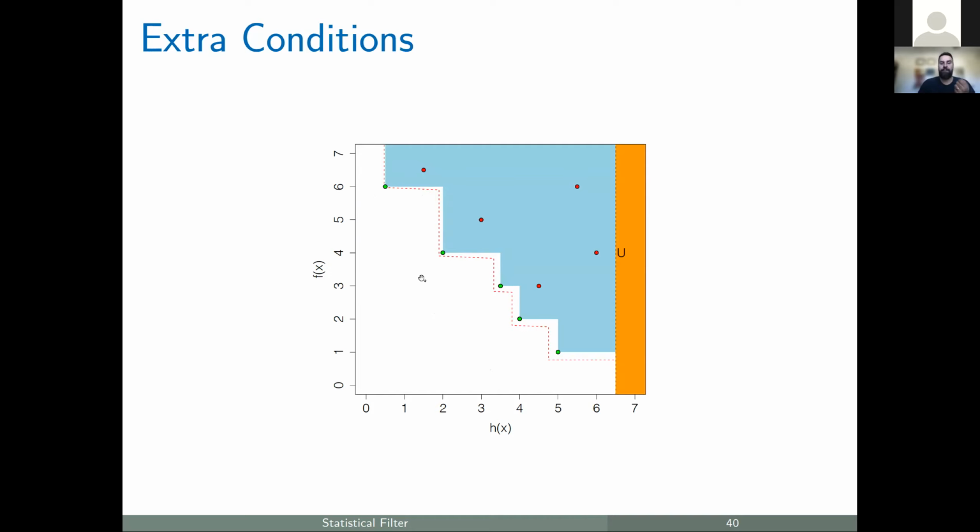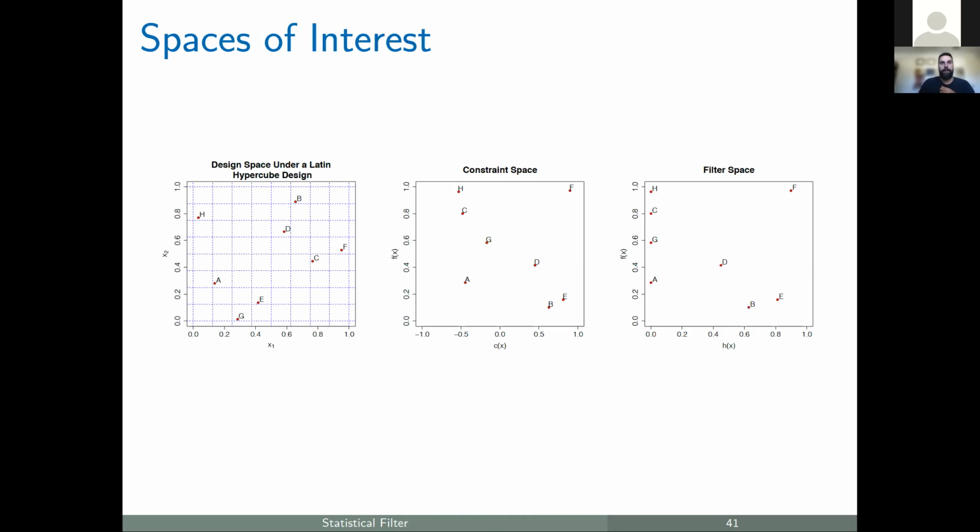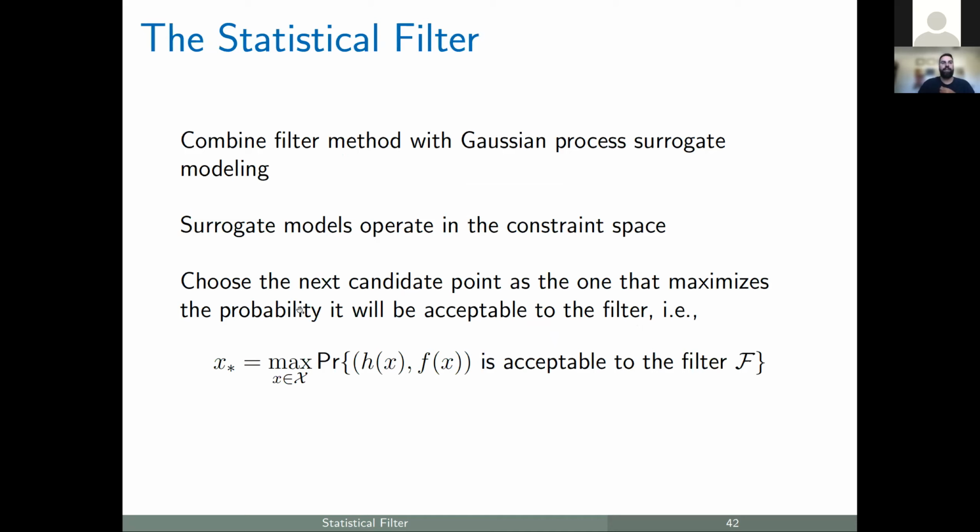So you have to come up with some sort of criteria, because we can't just run every input anyway. The black box computer model that we have is very expensive to run. So we need an efficient algorithm for choosing the next candidate point to select. That's really the novelty in the paper: we could choose the next candidate point as the one that maximizes the probability that it will be acceptable to the filter. So we wrote it here as maximizing this probability that your new input X, once you've evaluated H and F of X, is going to be acceptable to the filter.